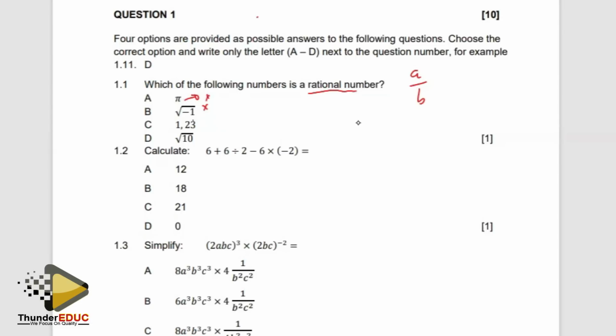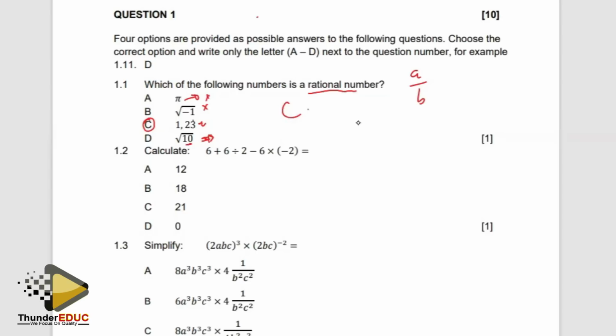Then 1.23 with a dot on top, which means this number is a recurring fraction. Are we able to find the square root of 10? Yes, but the answer we are going to get will be not ending, so in other words, it cannot be expressed as a fraction. So the correct option will be option C. So number 1 is a C.